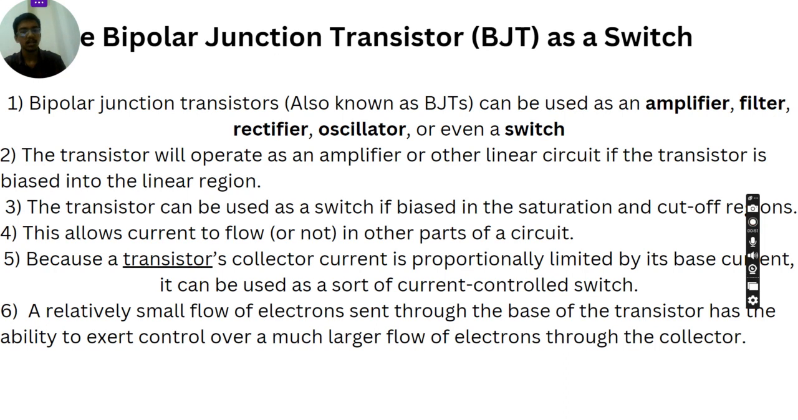Because a transistor's collector current is proportionally limited by its base current, it can be used as a sort of current control switch. A relatively small flow of electrons sent through the base of a transistor has the ability to exert control over a much larger flow of electrons through the collector.